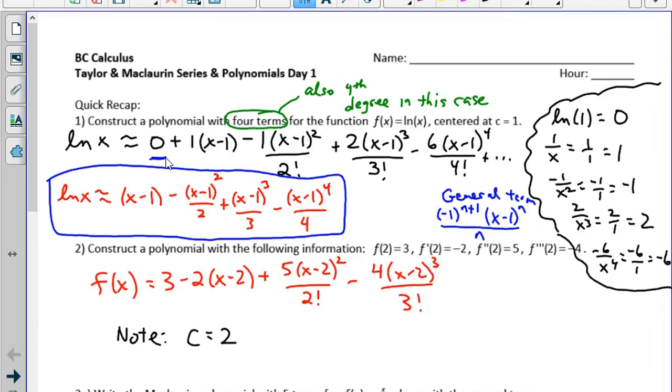So that's a polynomial with 4 terms for the function f of x equals natural log of x, because each term in a Taylor series is the nth derivative evaluated at the center point, times x minus c to the n over n factorial. So that is each term in the series.